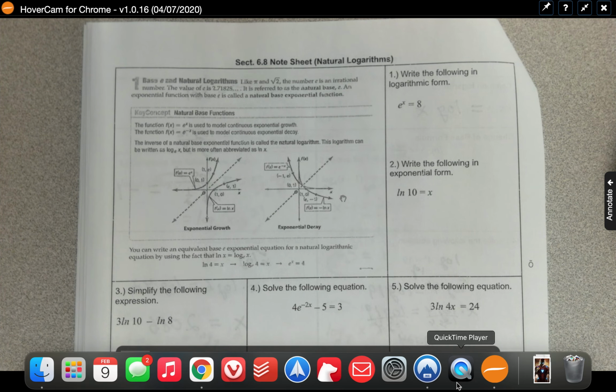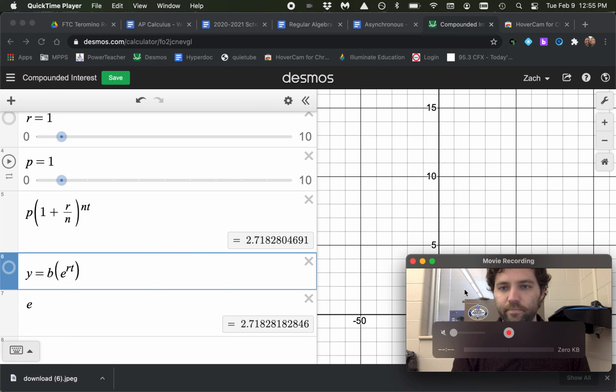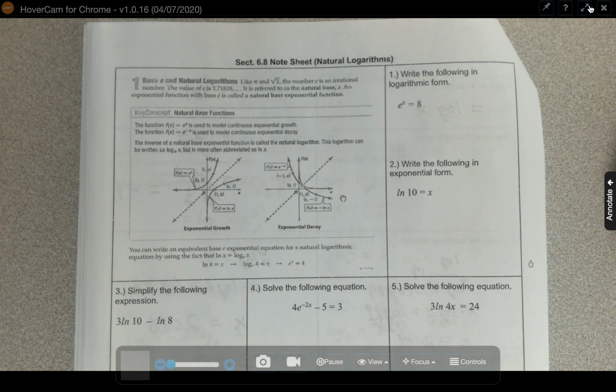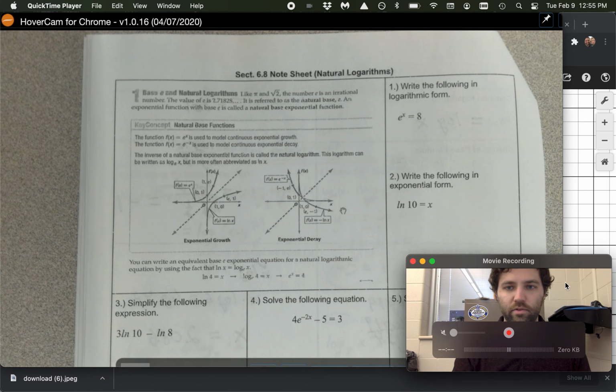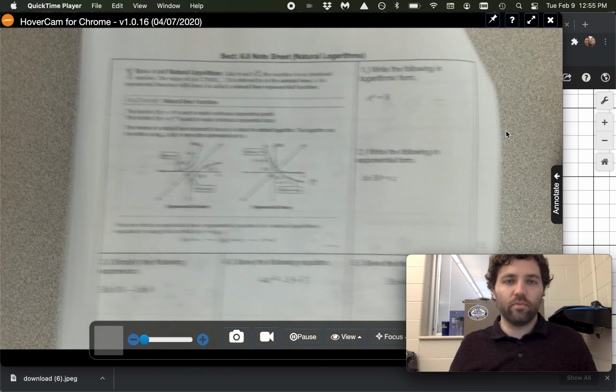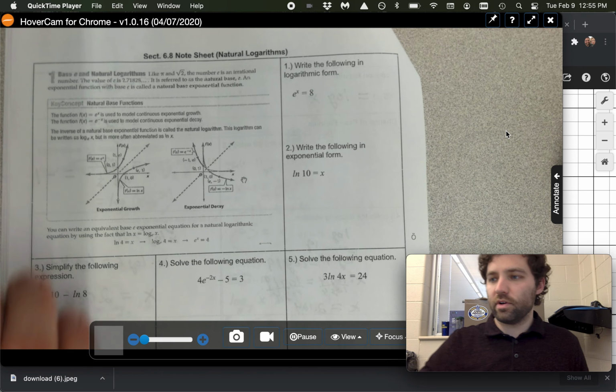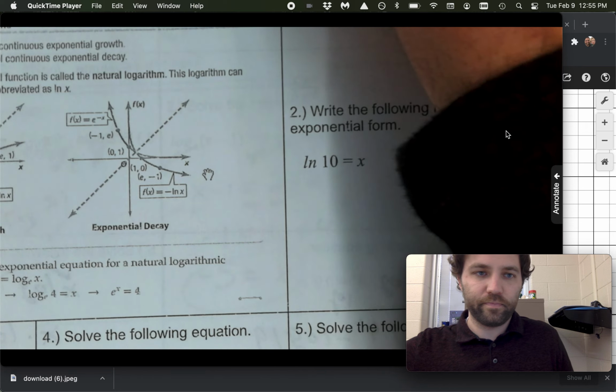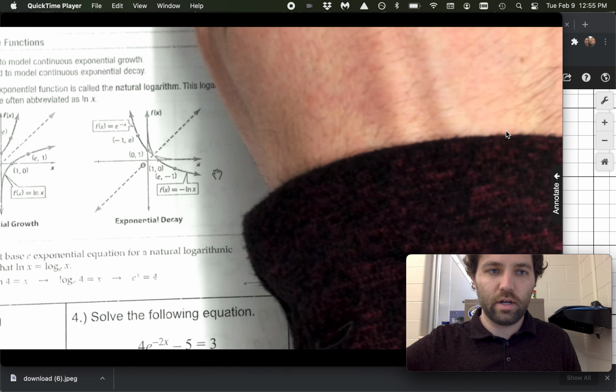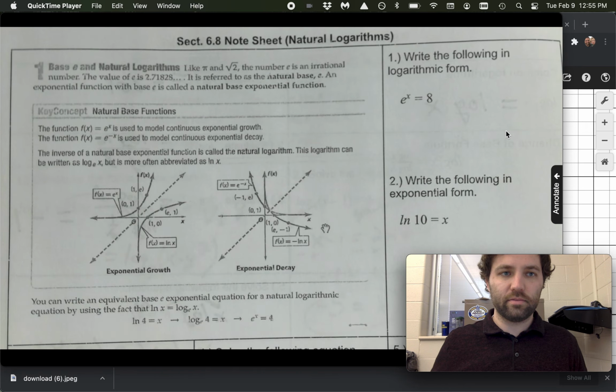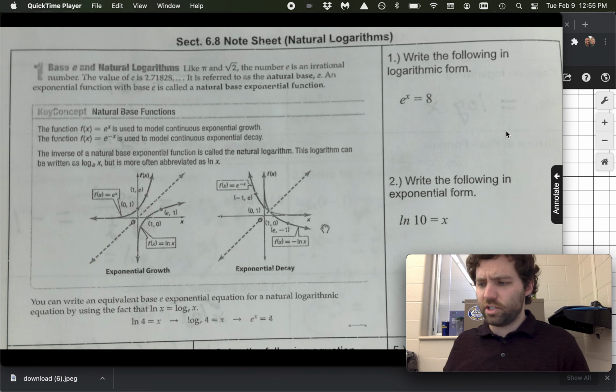So let's bring up this thing here. We'll see if we overload the computer at all. Okay, so we are going to look at 6.8. We'll do some actual examples here. You can see what this is. They give a bunch of explanation here, a lot of which I explained.